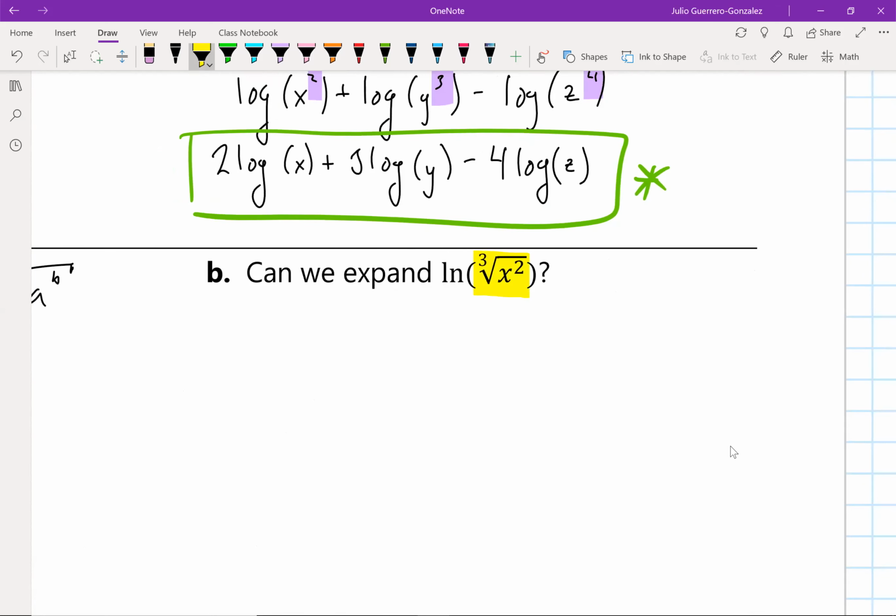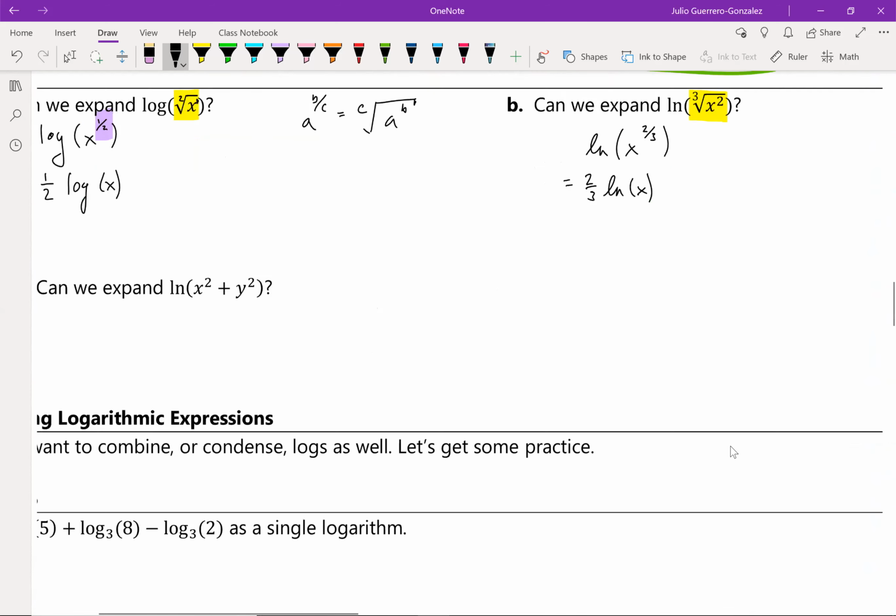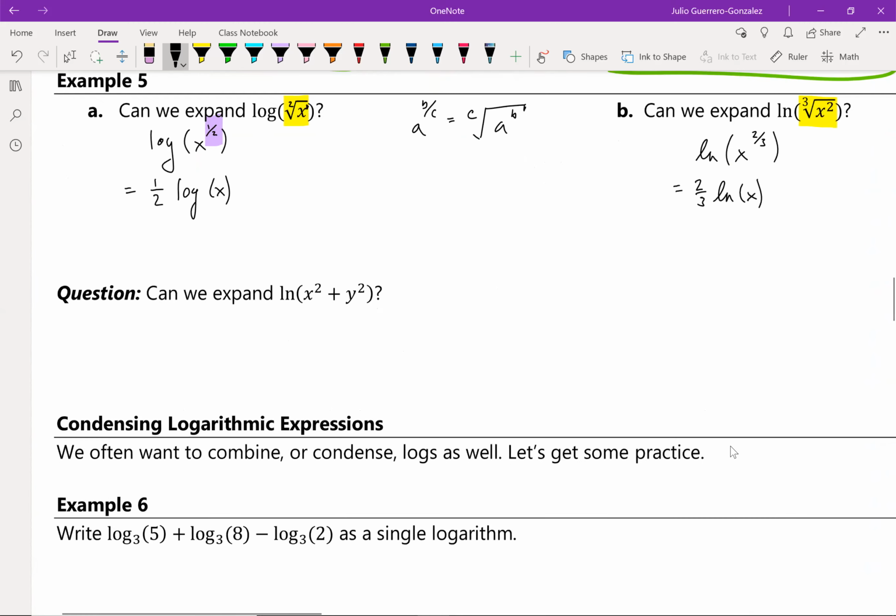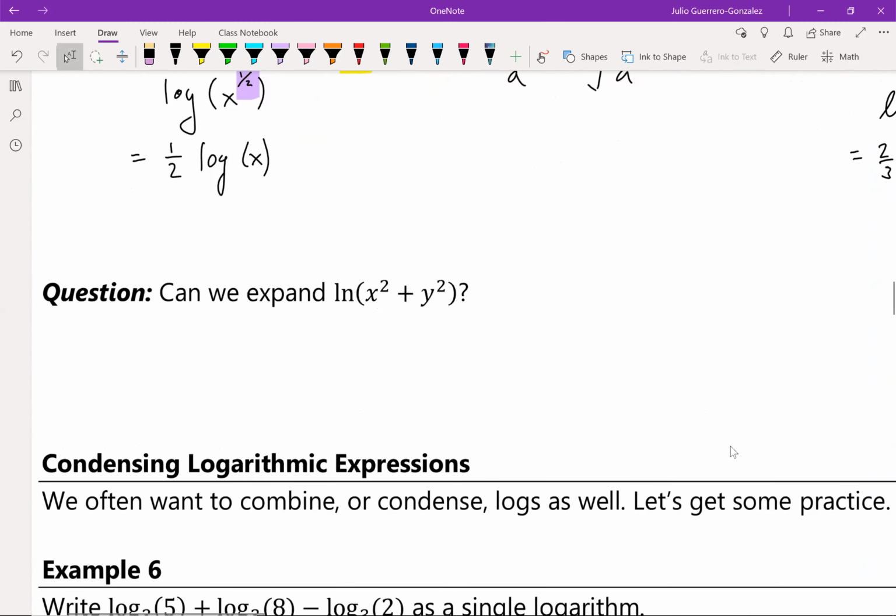This becomes what? Log 2/3 ln of x to what? To the 2/3. And then this is equal to 2/3 ln of x. Right. Got it? Okay. You guys got this.